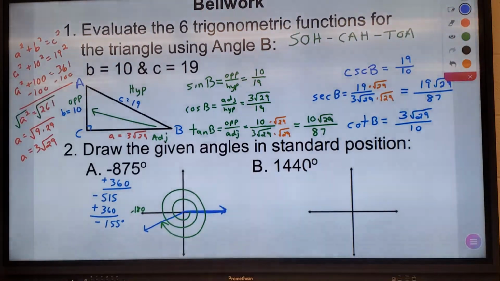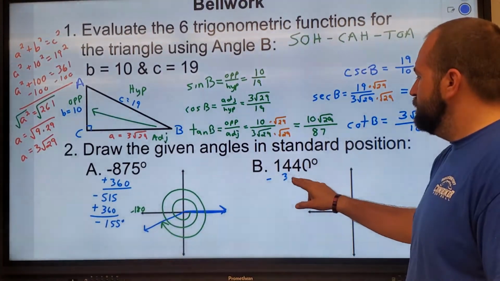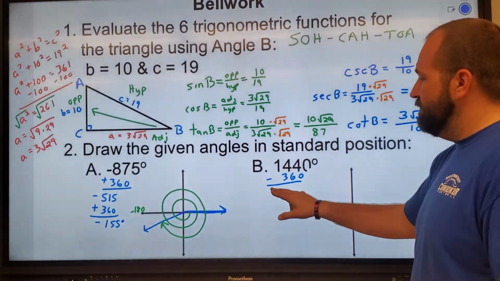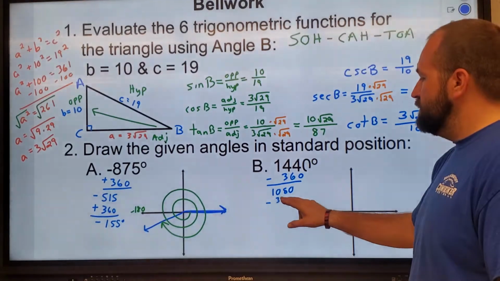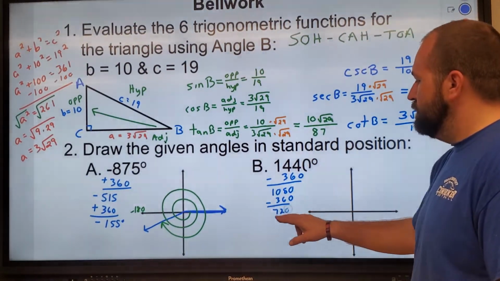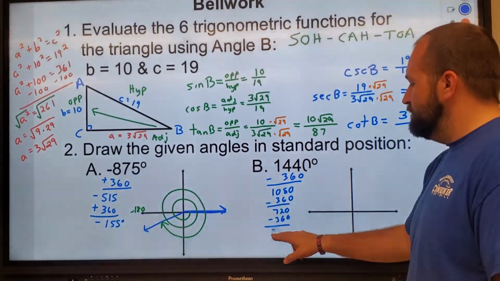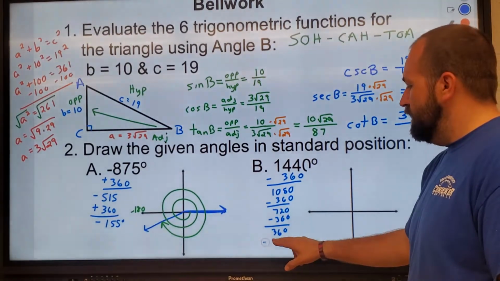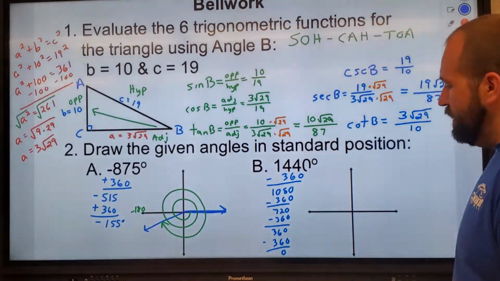Okay, the 1,440 degrees now, I'm going to take that, I'm going to add 360 degrees. Sorry, subtract 360 degrees. When I do that, I have 1,080 degrees. I'm going to continue to subtract 360. This gives me 720 degrees. I'm going to again subtract 360. That gives me 360 degrees. And then I do it one more time because I'm not between 0 and 359. And that gives me 0.